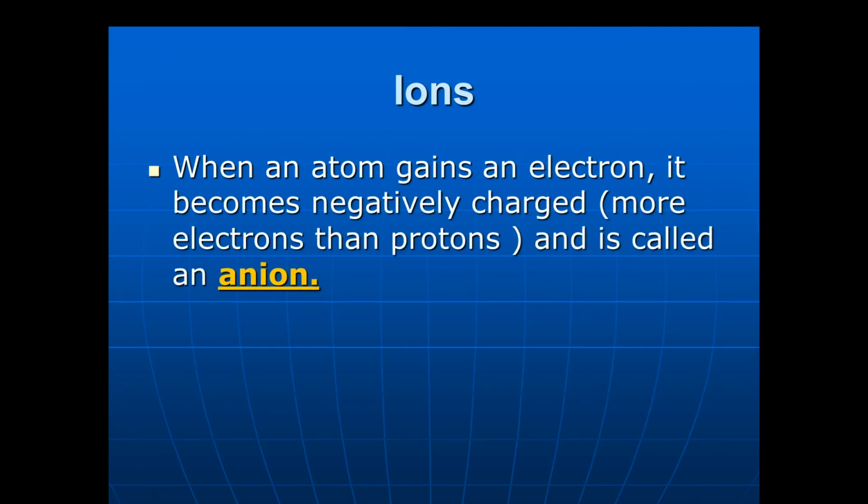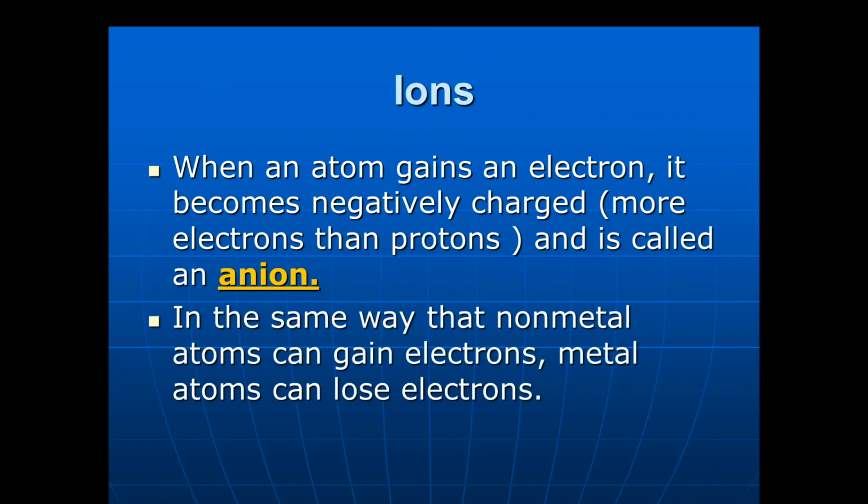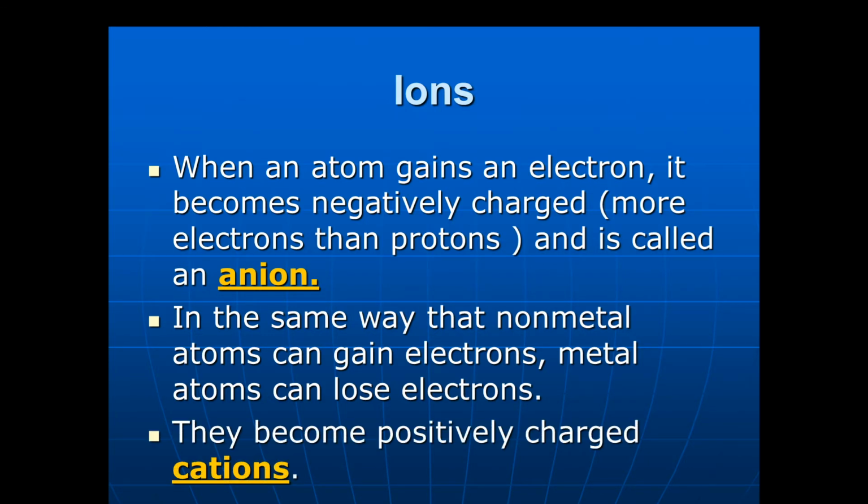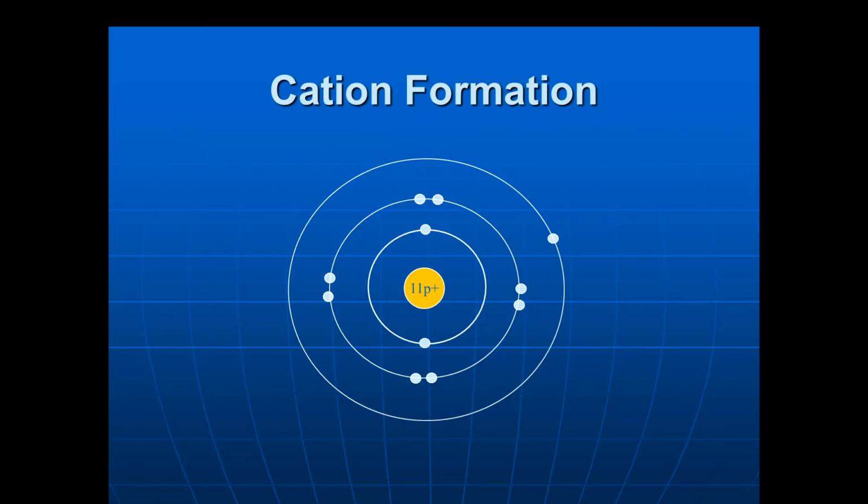When an atom gains an electron, it becomes negatively charged, and it is called an anion. This happens with non-metals because they gain electrons. Whenever a metal loses an electron, it forms a cation. They become positively charged ions called cations. See, that is how cations are formed.